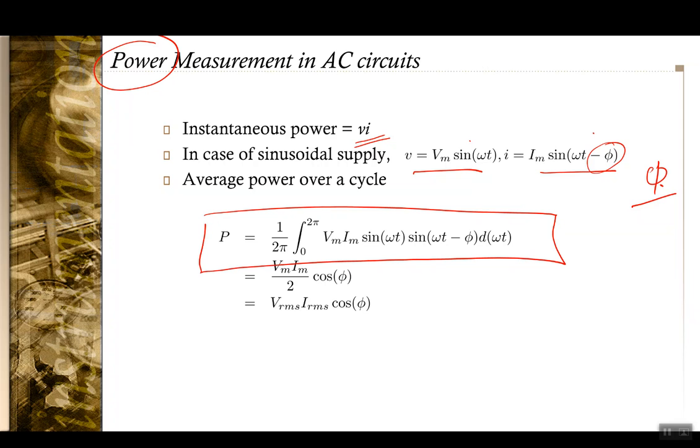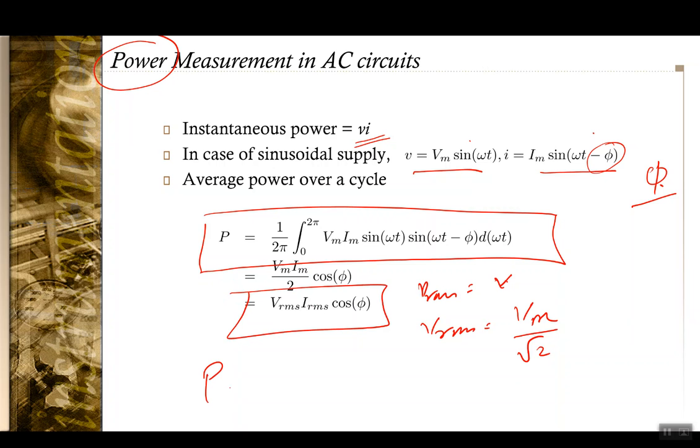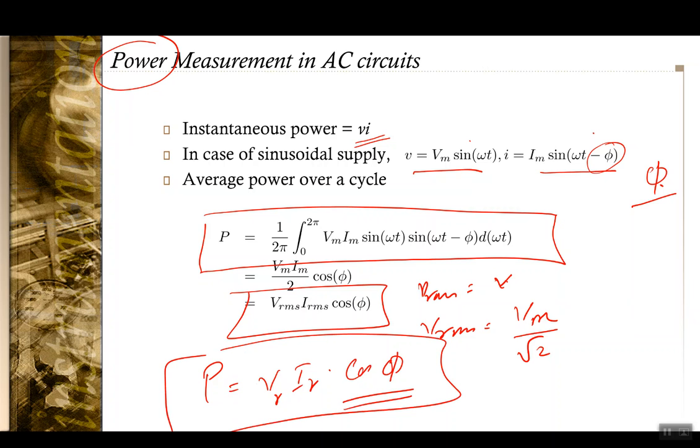And now if we take VRMS as the RMS value of the voltage V, and similarly for I, we know that VRMS is V maximum divided by root 2, and from that we will be able to see that the average power P is VRMS and IRMS times cos phi, where phi is the phase difference. So average power in case of a sinusoidal waveform is given by VRMS IRMS times cos phi.